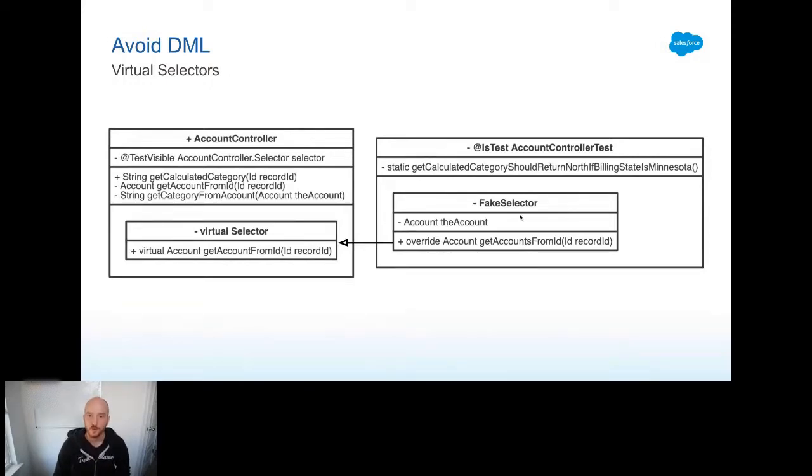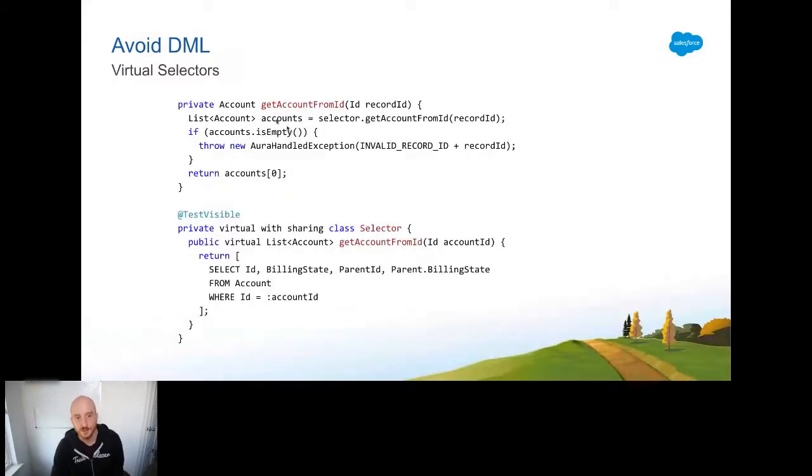In this case, we introduce an inner class within the test itself called fake selector. And we can override what gets returned when we call the get account from ID. So this class diagram is a good example, but let's dive into the code and see what it actually looks like. We can imagine that this private method get account from ID would use an instance of the selector to call that method, maybe do some other things, assert that it's a valid record, throw some exception, do whatever else you need to do.